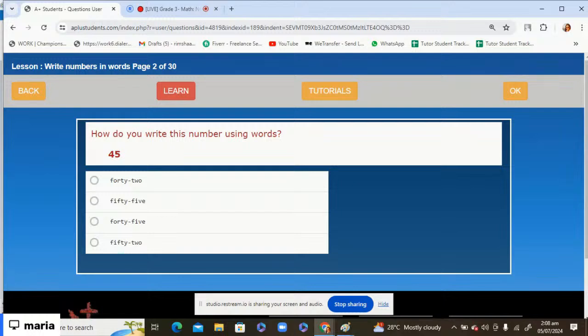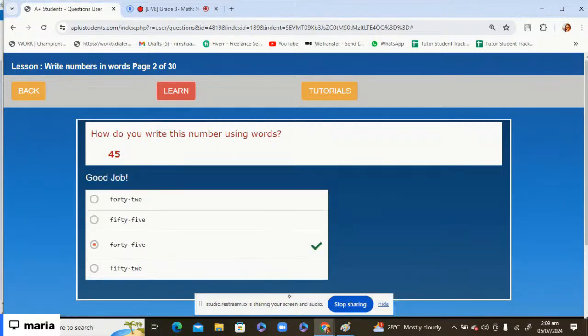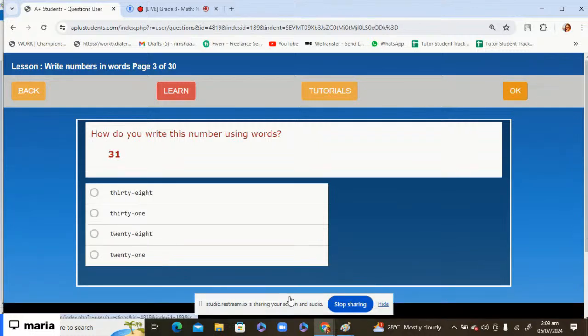Yes. You guys think about it. Then tell me. How do you write this number using words? Okay, which option? Option C. Good. 45. Okay. So, how do you write this number using words?